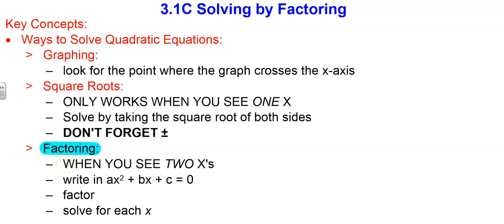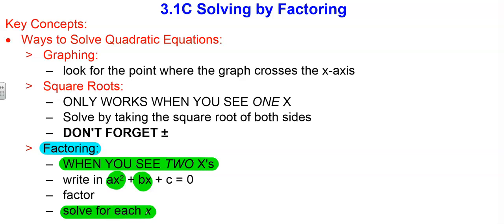Now, we are going to solve by factoring when we see two x's, meaning we're going to see an x squared and we're going to see at least a bx. We might see a c, we might not, but nonetheless, we are definitely going to see two terms and both terms contain some form of x. In order for us to factor, it does need to be equal to 0. That is the most important piece. Once we have it equal to 0, we will factor. Then the last step is you're going to set each of your factors and solve for x.